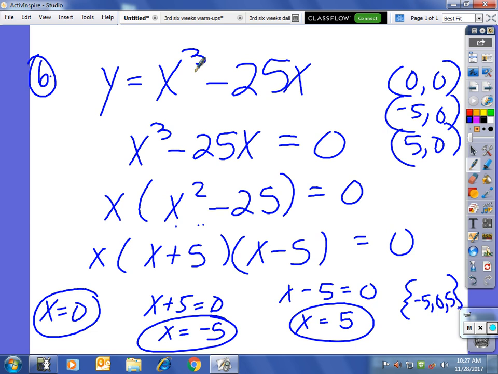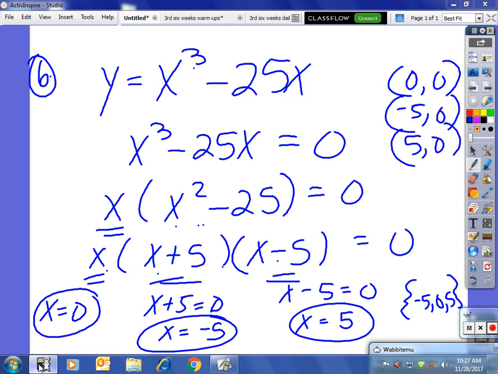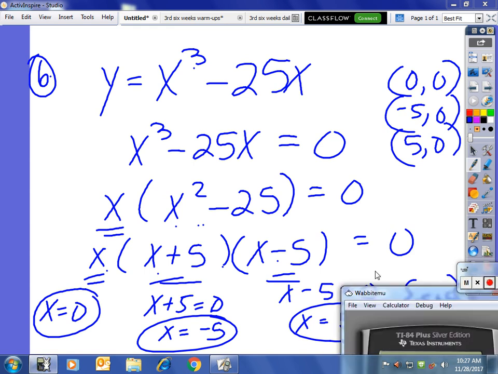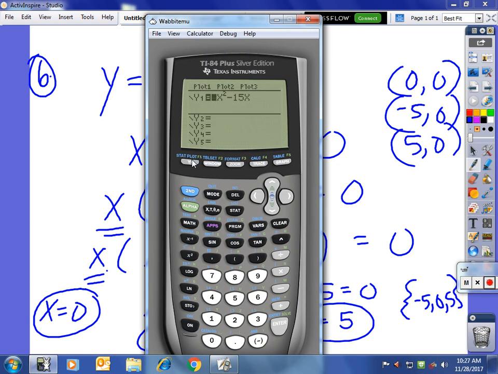Well, you got to count every single solution here. If it's got 3 factors, it should have 3 solutions. You set every single factor equal to 0. Now, let's look at a picture of this guy. x to the third minus 25x.